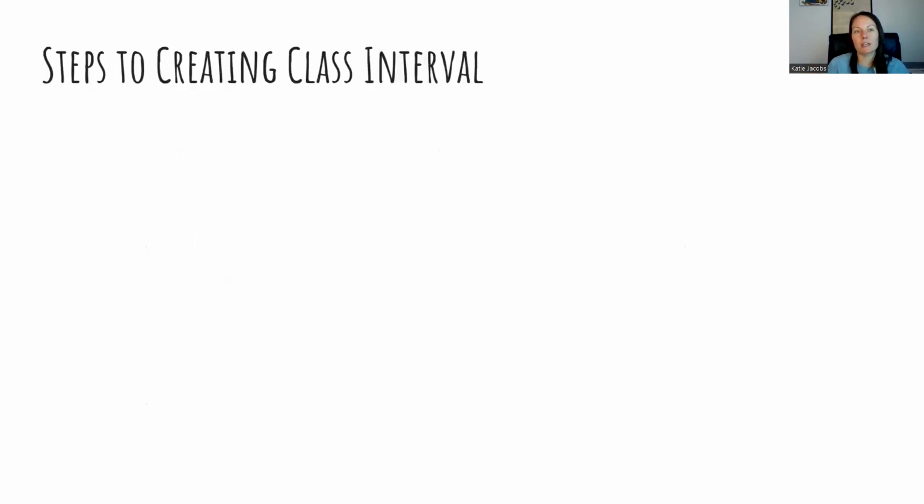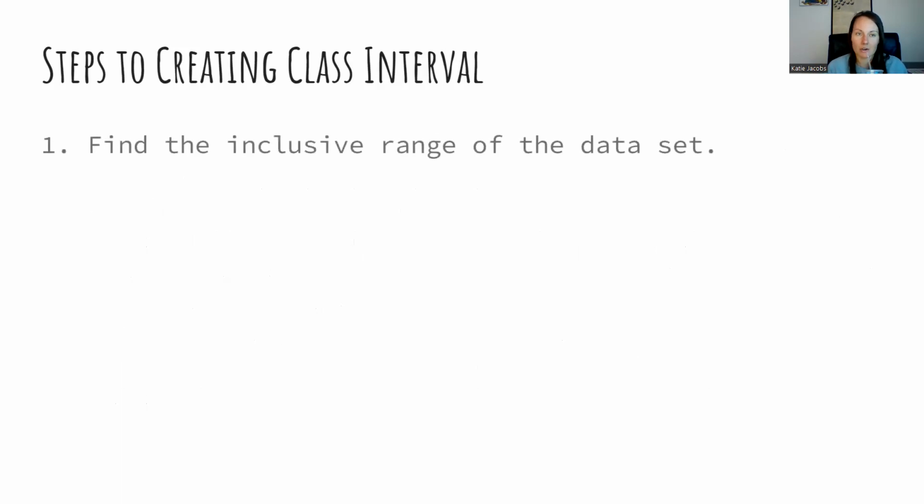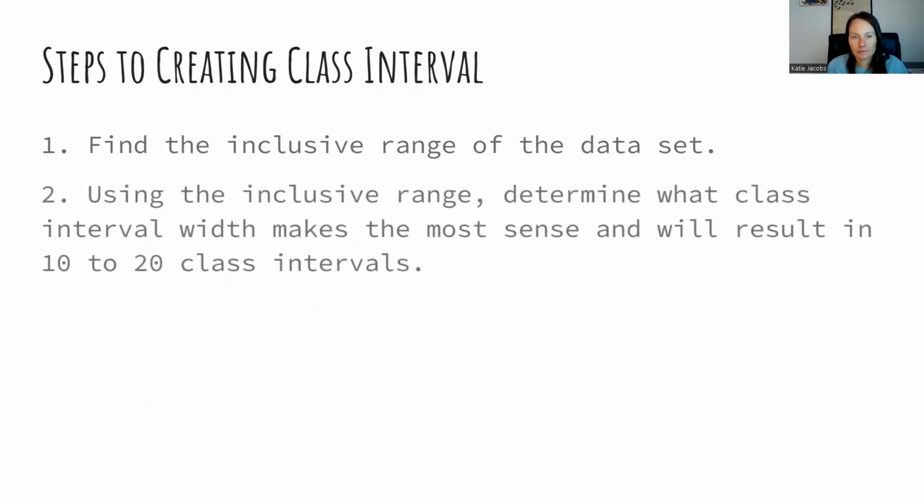Okay, so steps to creating class intervals. There's a little bit of a trick. Nobody taught me how to do this. This is something that I developed on my own for how to problem solve how to create our class intervals because it's a little bit tricky. I say first find the inclusive range of the entire data set. Then using that inclusive range, you have to determine what class interval width makes the most sense and will result in 10 to 20 class intervals.